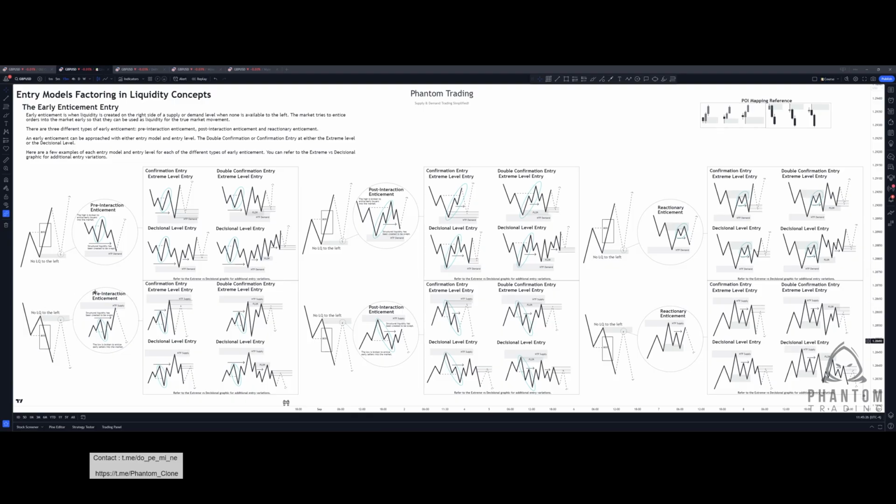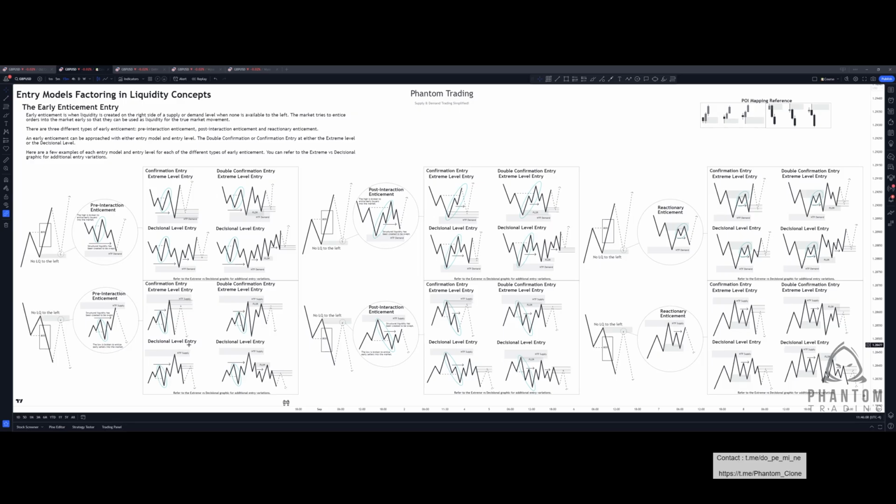Now let's take a look at the supply example of the pre-interaction early enticement. No liquidity is on the left, so we anticipate that liquidity is likely to be built to the right in the form of pre-interaction early enticement. Now let's talk about the confirmation entry at the extreme. What we can see is once the pre-interaction early enticement is swept and price trades into the higher time frame level of supply, we wait for the last point of demand to fail. Once that last point of demand fails, price creates a level of supply that we can look to trade short once price interacts with this level.